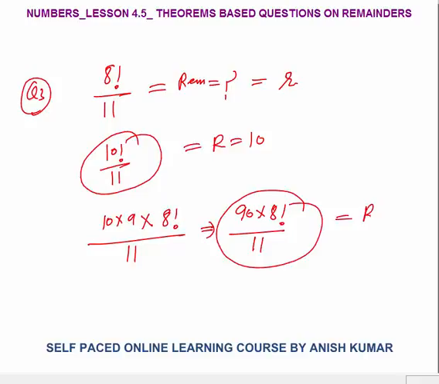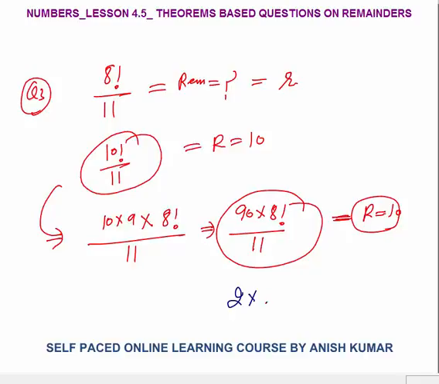Overall remainder should be 10, because this is only 10 factorial we are expanding. Overall remainder we know that 10 factorial by 11 is 10. Now what we do, we will calculate the remainder on the left side. 90 by 11, 11 eights are 88, remainder is 2. Again by the same concept, replace the number with its remainder. 90 by 11, remainder is 2.